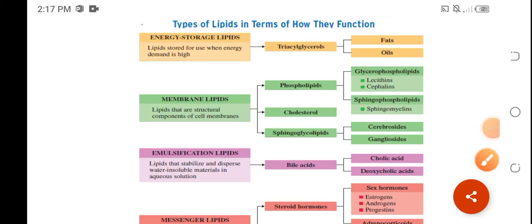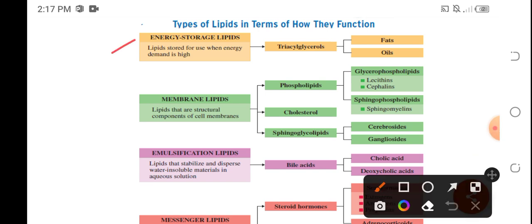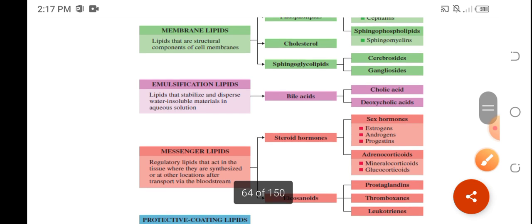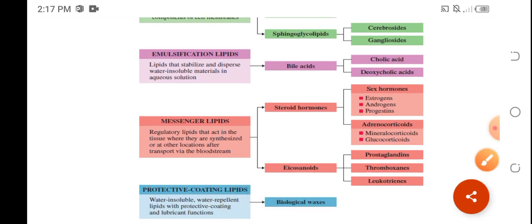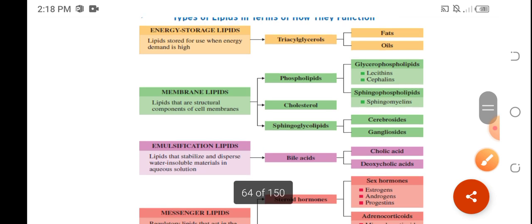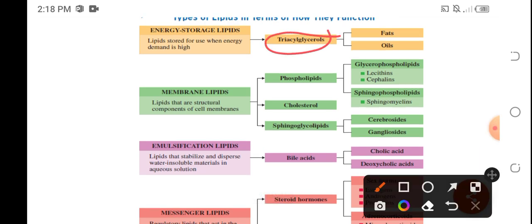Okay, let's summarize the types of lipid that we had discussed. We have five: energy storage lipid, membrane lipid, emulsification lipid, messenger lipids, and protective coating lipids. Under storage lipid, we have TAGs or triacylglycerol in the form of fat and oil.